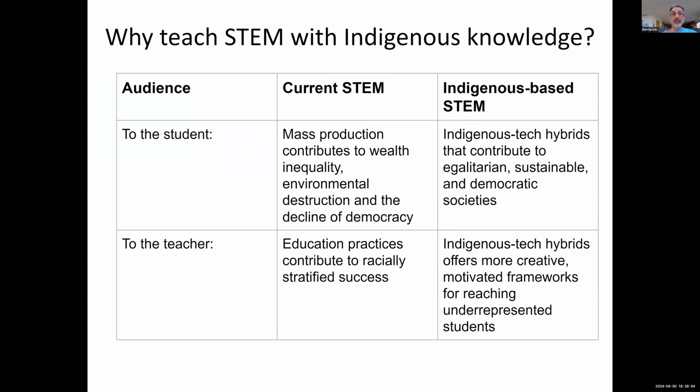Why start that way? It depends on your audience. So to the student, we want them to understand that current forms of mass production produce wealth inequality, environmental destruction, contribute to the decline of democracy, whereas indigenous-based STEM can have wonderful attributes. They can actually address wealth inequality. They can make things more sustainable. They give us models for thinking about a democratic process.